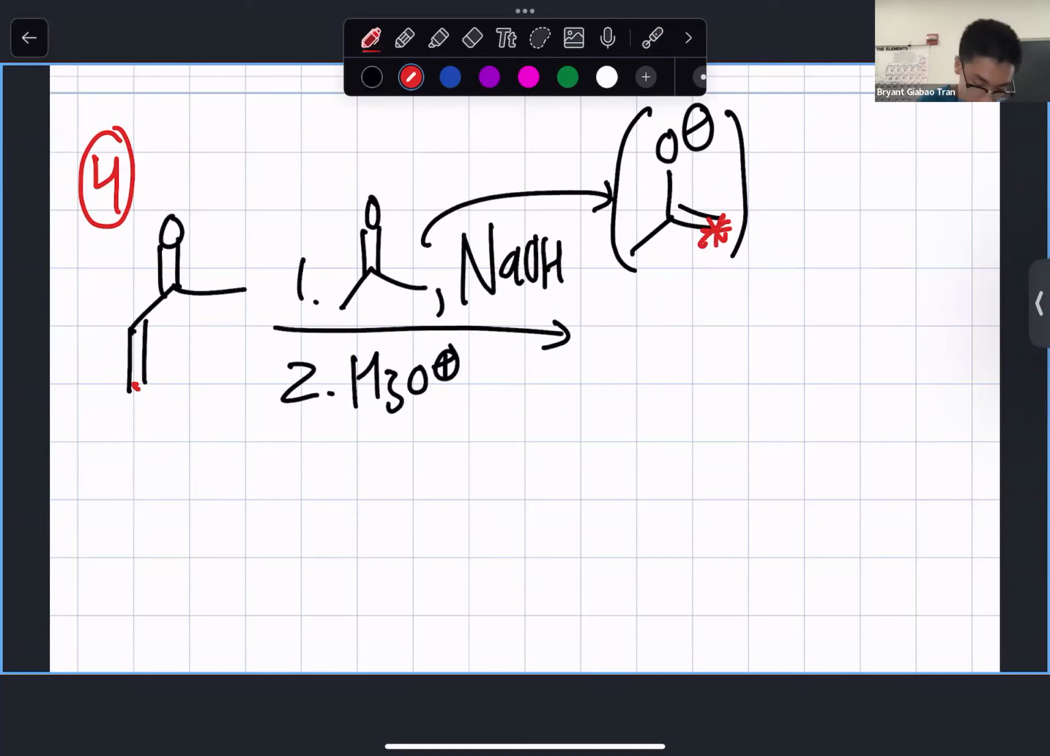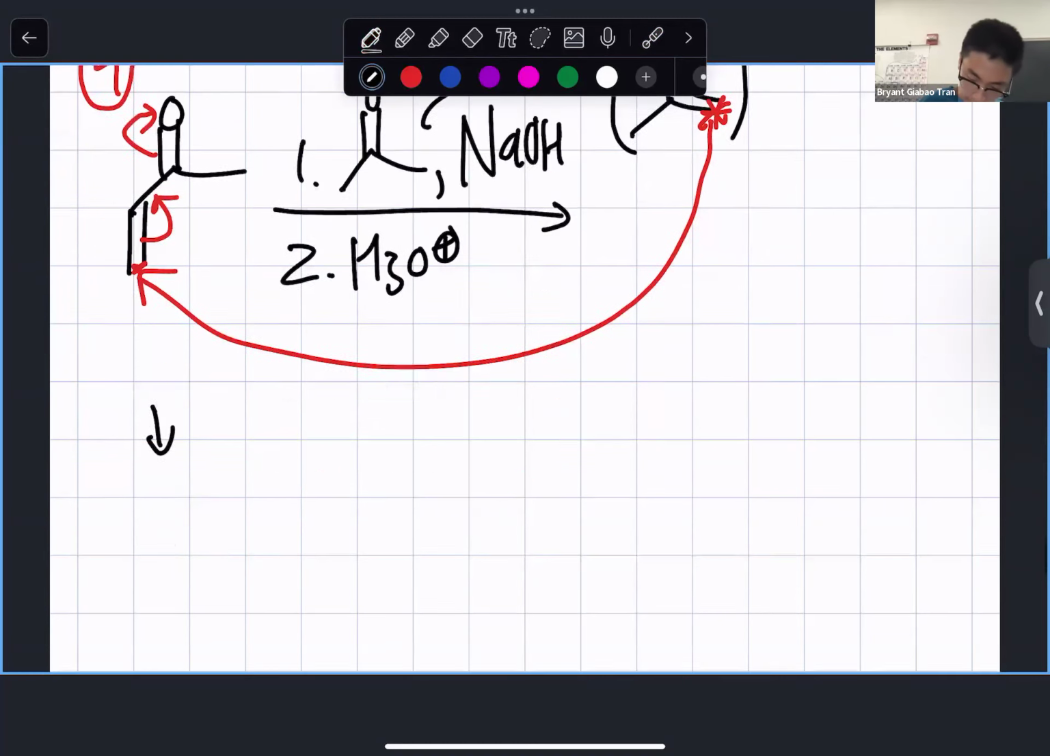Same thing. Nucleophilic alpha carbon, attack the beta carbon, shift the double bond there, pop the double bond onto the oxygen, connect those two pieces.